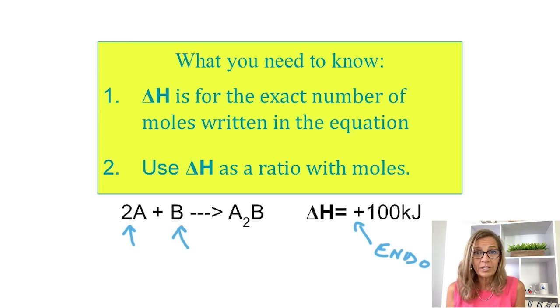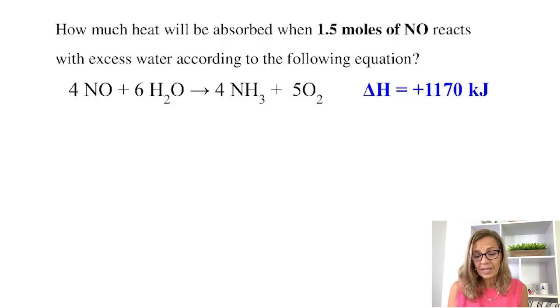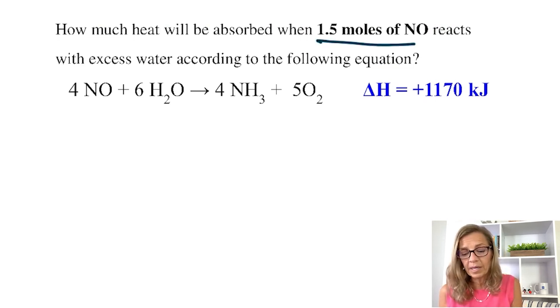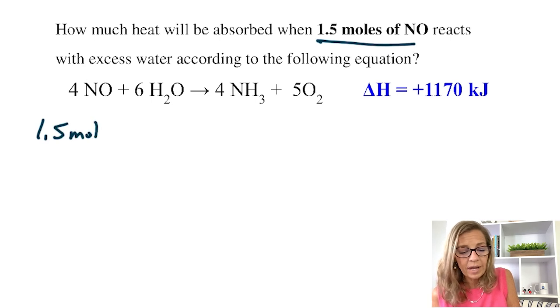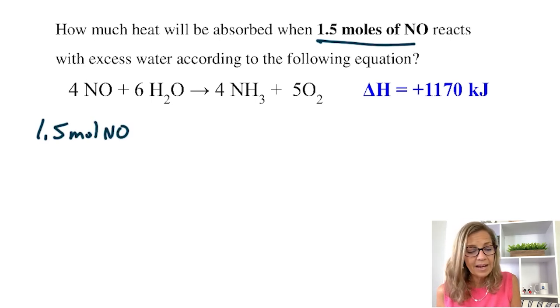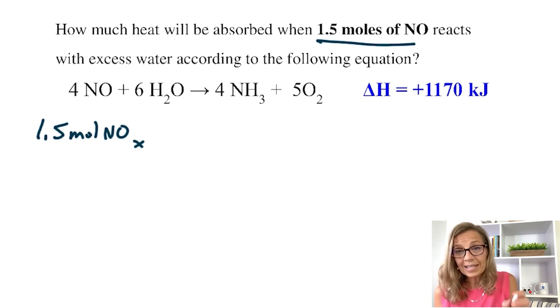Well, what if I were going to double this and use 4 moles of A and 2 moles of B? Then I would need to double my heat that I'm putting in, okay? And then I'm going to show you how to use the delta H as a ratio. So let's work a little problem here. So the given in this problem is moles of NO, and so I'm going to start with that. I have 1.5 moles of NO, and then I'm going to use my enthalpy change as a ratio.